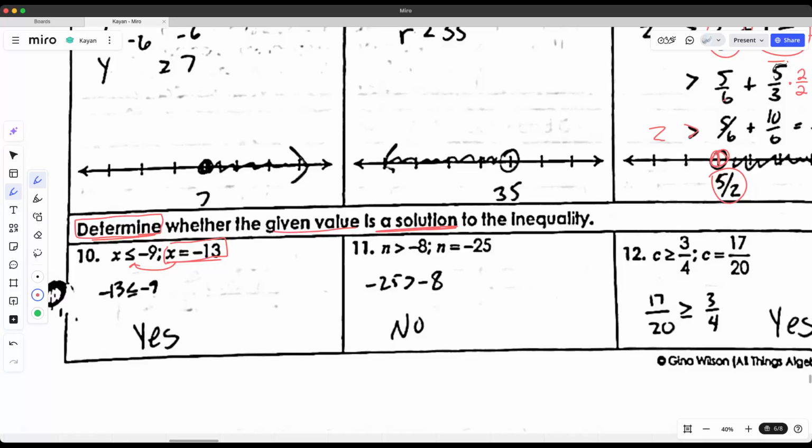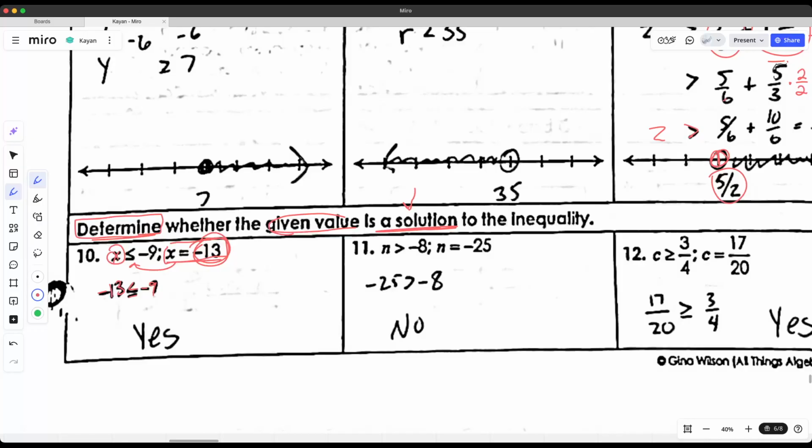So if we're going to see if this value works in the inequality, we plug it in. And plug it in means we replace this variable with this value, this number. So here I go. I'm going to replace that x with the number they told me to replace it with, negative 13. Then I'll write the rest of the inequality the way it was. And then I'll look at it and I'll decide if that's a true or a false statement.